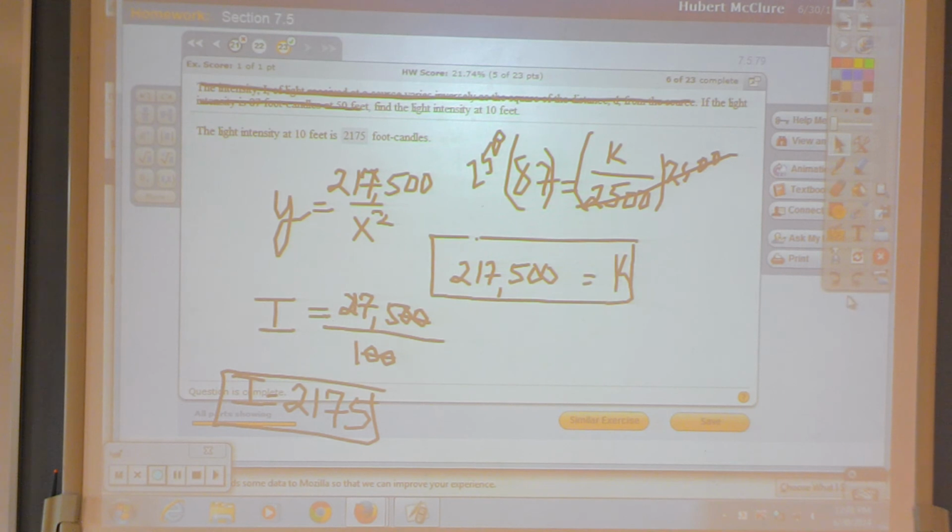That's a crazy problem. Well, that's how light is measured. If you ever buy a big floodlight, it's measured in foot candles. Or candlelight power is what they call it.